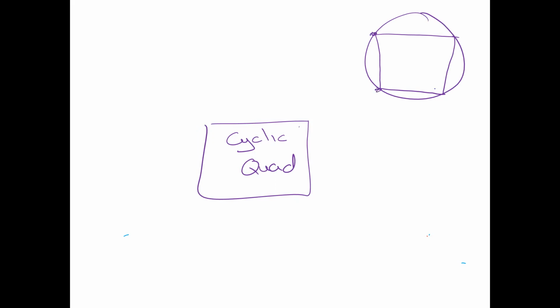We have a cyclic quad. And someone says very nicely, if that's x, that's 180 minus x. And the reason is opposite angles of a cyclic quad are supplementary. So we got one theorem. Anything else with the cyclic quad?